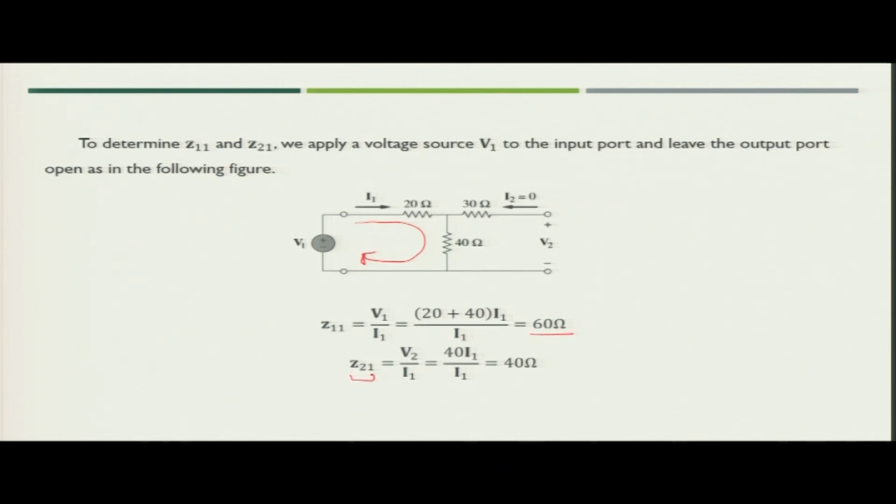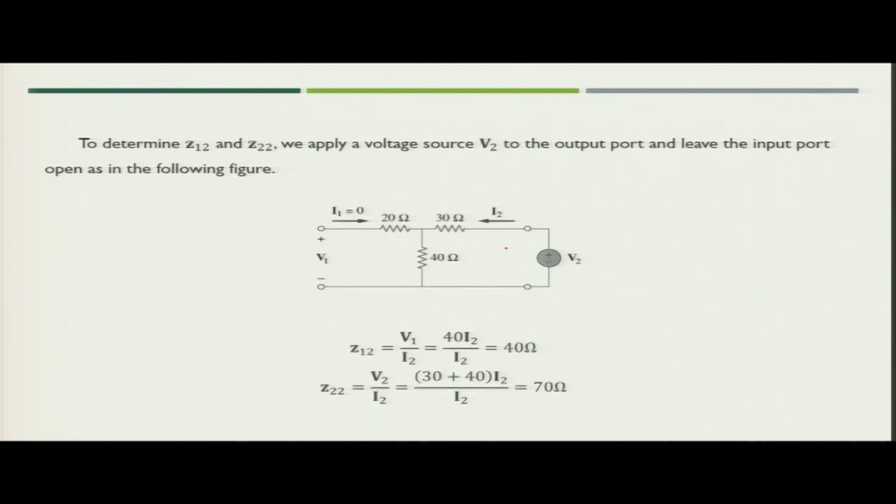Now, for Z21, Z21 is defined as V2 upon I1. What would be the value of V2? If you see this figure, since I2 is equal to 0, V2 would be applied across the 40 ohm resistance. So, V2 would be 40 I1, and then you divide by I1, you will get Z21 as 40 ohm.